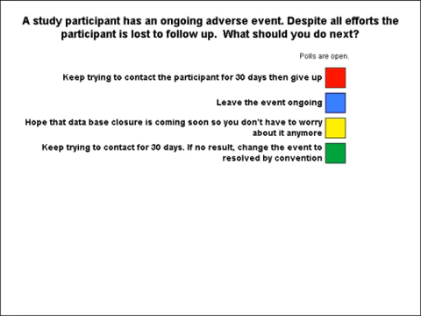Okay, Marie, let's go ahead and go over that one. Okay, so answer number 1, keep trying to contact the participant for 30 days and give up. You don't want to give up. You want to be able to resolve that event. After 30 days you probably will have to give up, but you want to make sure that you are doing your due diligence by resolving the event. You don't want to leave the event ongoing. A few respondents said to leave it ongoing. Remember that our goal is to try to resolve these events.